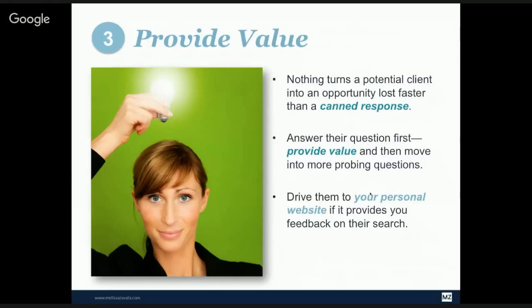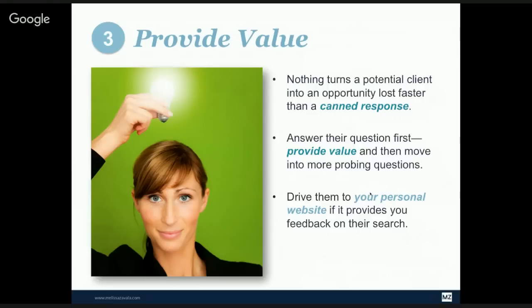So you do want to provide value and show what is special about you. You need to answer their question first, provide value, and then move into more probing questions. So if someone indicates that they want to look at one of your properties and they have some questions about it, answer those questions first, and then show in the secondary part of the conversation what your value is, and then ask some more questions so you can try and create a sustainable relationship with that lead and really convert them.